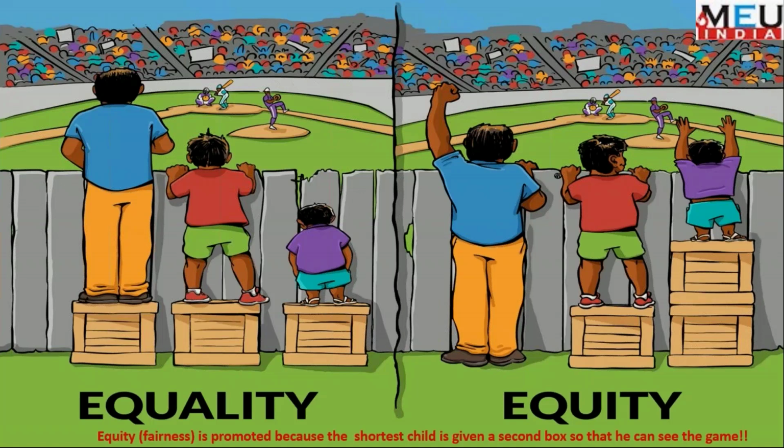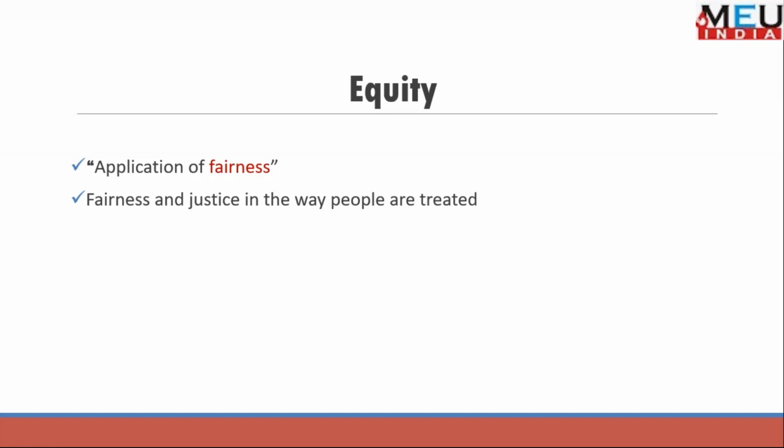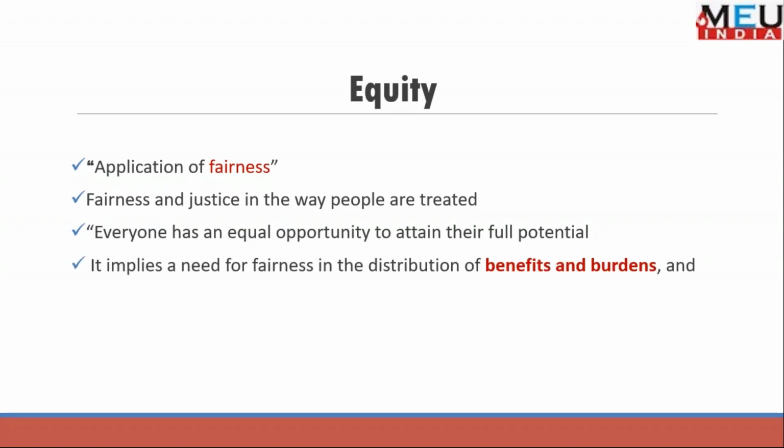Here we have the principle of equity or fairness. Fairness is promoted because the shortest child is given a second box so that he can see the game. Equity is the application of fairness, fairness and justice in the way people are treated. Everyone has an equal opportunity to attain their full potential. It implies a need for fairness.